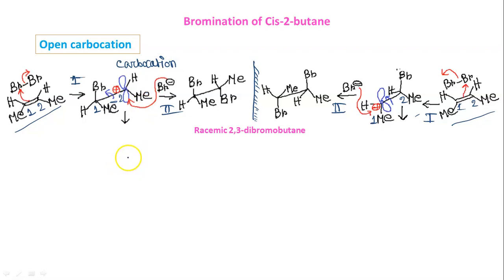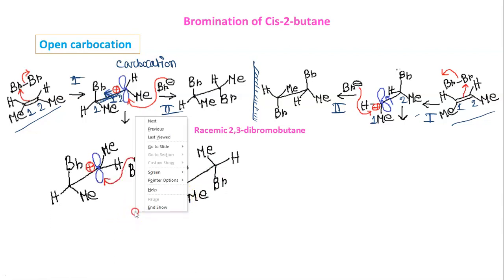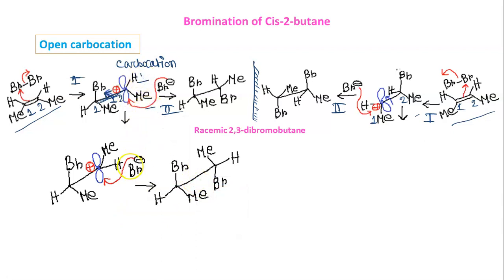So in that time, there may be rotation of this CC bond. If this CC bond is rotated like this, the structure that we will get, see what is the difference? Here look at the position of hydrogen and methyl. Now after rotation of the CC bond, methyl and hydrogen, their positions are reversed. And now when Br minus is attacking, we are getting this product.